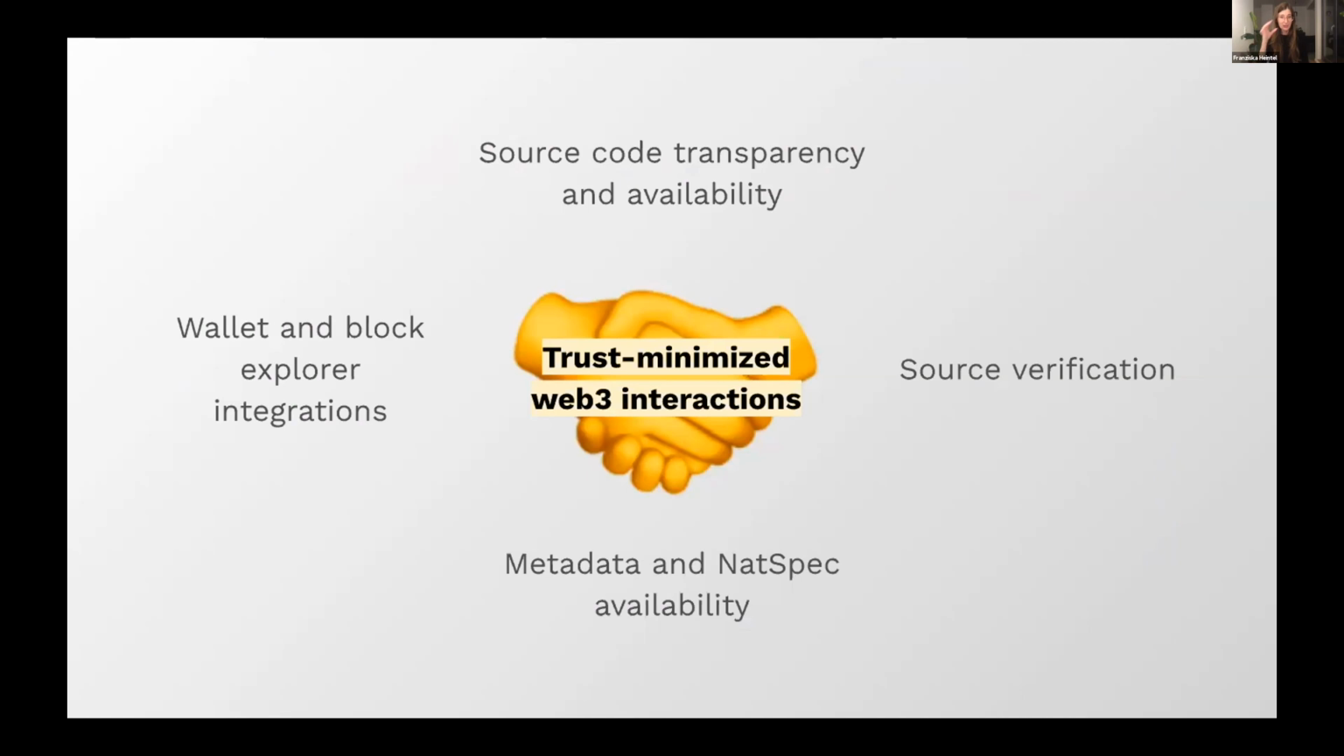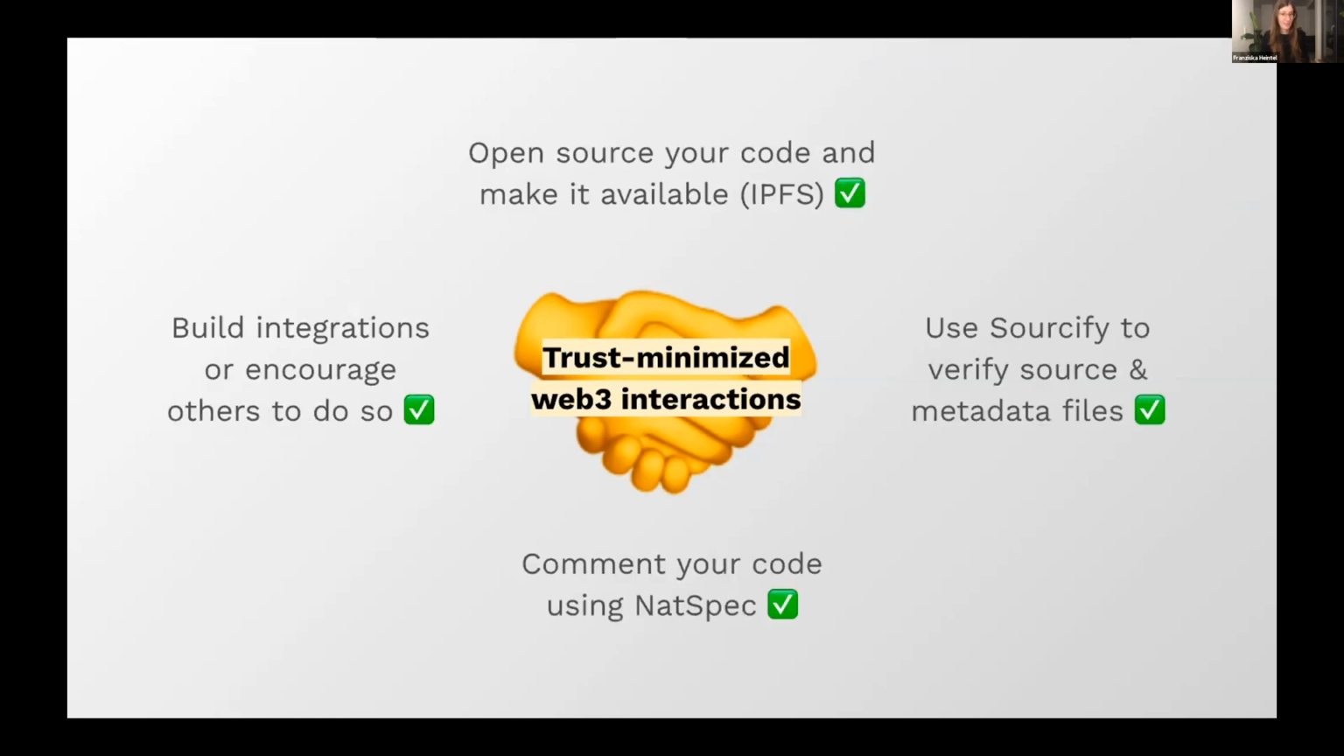Okay, so going back to the initial slide that I had in the beginning, how can we achieve trust minimized Web3 interactions? I now want to translate these into what you as a developer can do. So let's have a look. What you can do to help make this a reality is you have to open source your code and make it available via IPFS. You can use Sourcify and verify your source and metadata files. You should use code commenting and comment your code using NatSpec. And lastly, you should either build integrations or encourage others to do so.